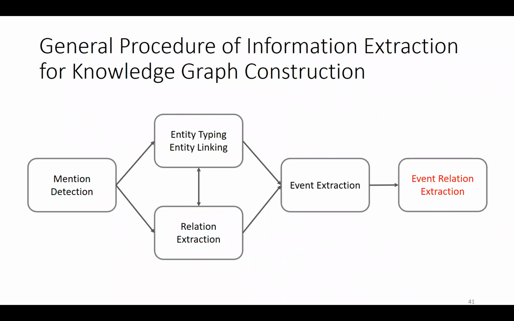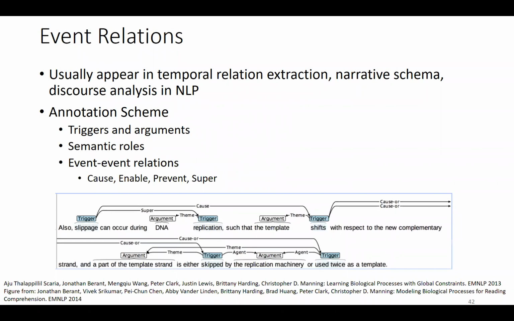Finally, we also want to identify the relations among events. Event relations are usually in the form of temporal relation extraction, narrative schema, or discourse analysis in NLP. A recent work has been proposed to analyze the biological processes with more domain-specific relations, such as cause, enable, prevent, and super. In general, they also need to first identify the triggers and arguments, and then identify the relations between events.